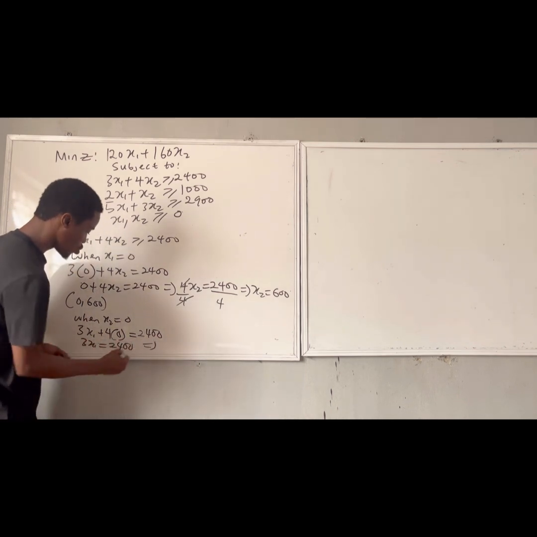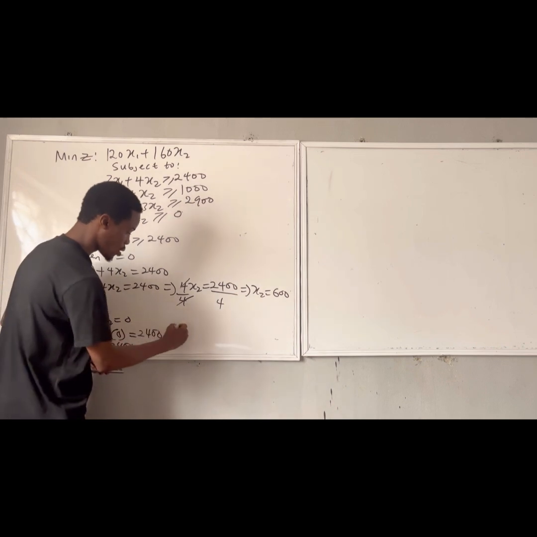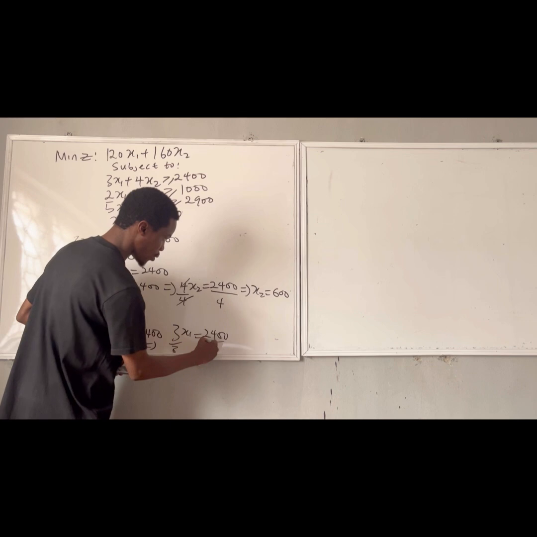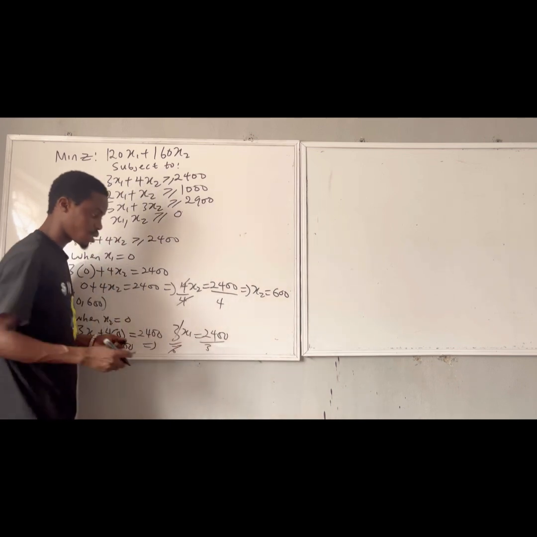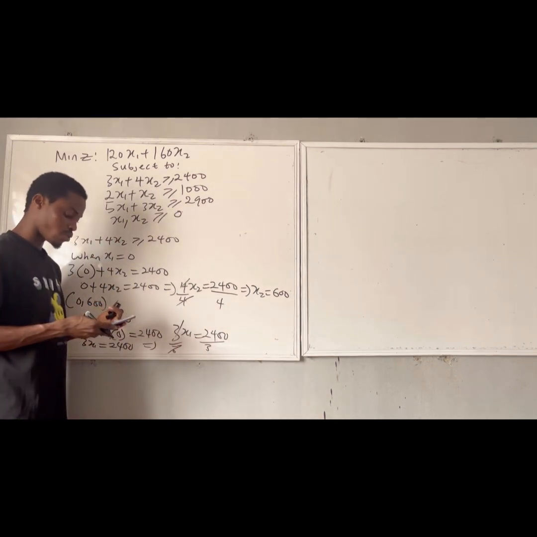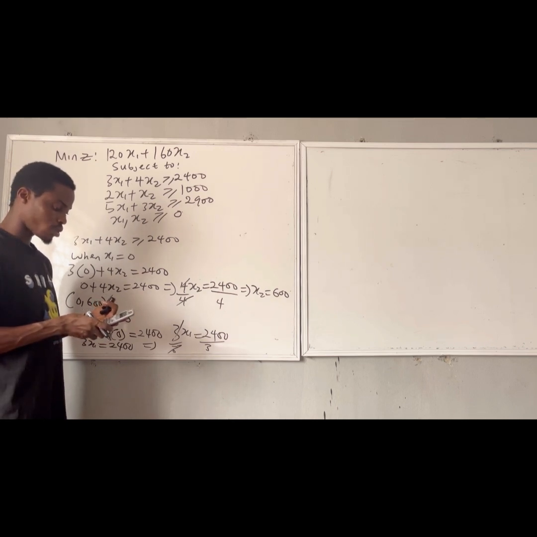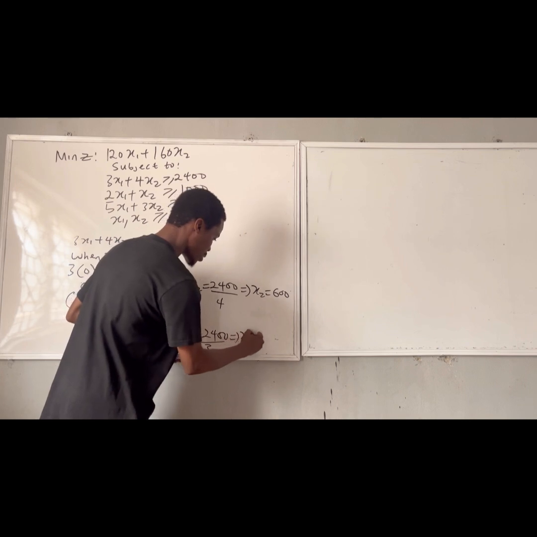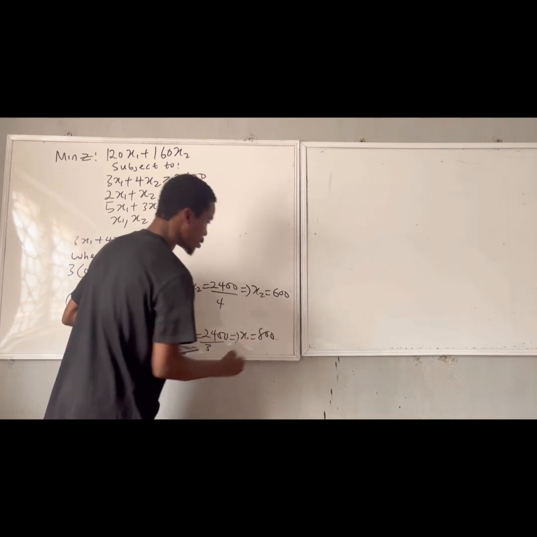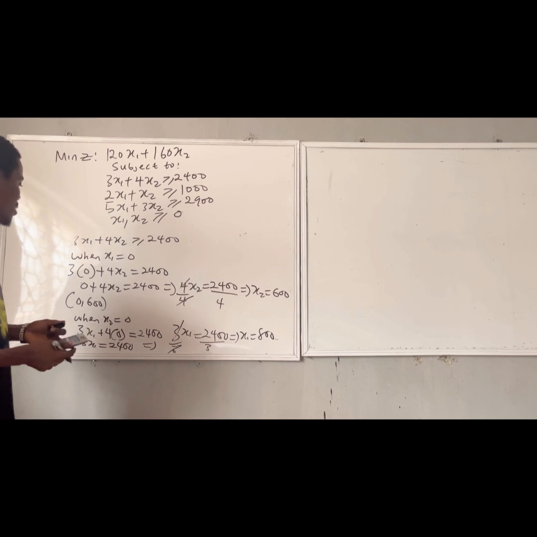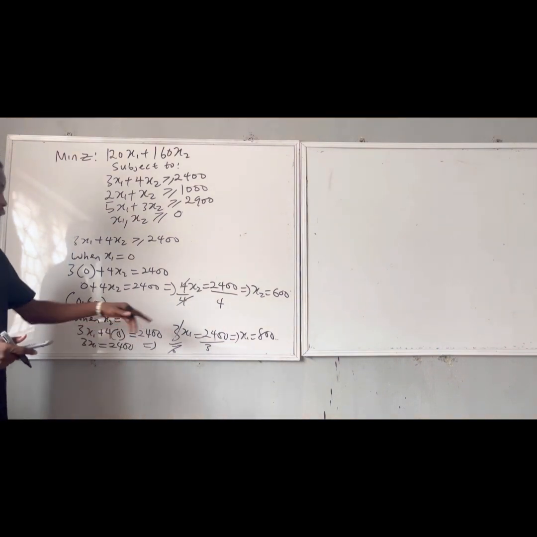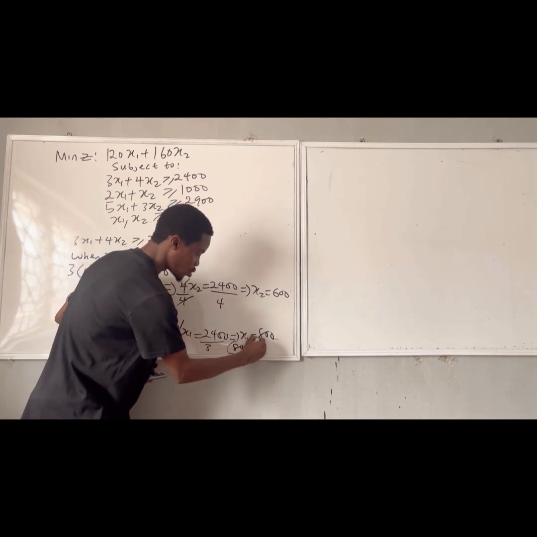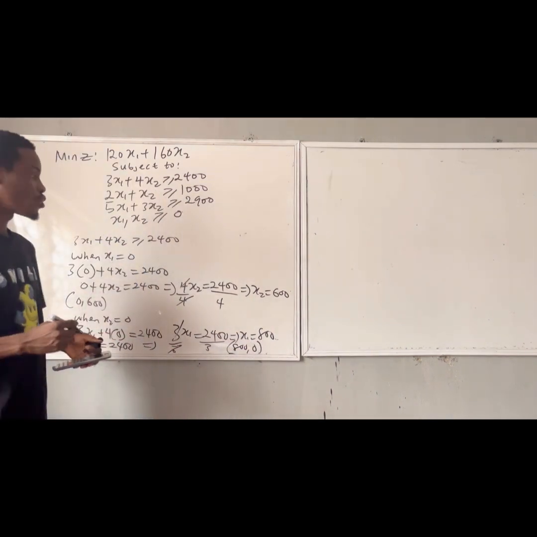So 3x1 is equal to 2400. We divide both sides by 3. 3x1 over 3 is equal to 2400 over 3, so the 3s cancel. 2400 divided by 3 gives 800. Our x1 is 800. So when x2 is 0, x1 is 800. The point is x1 is 800 and x2 is 0.